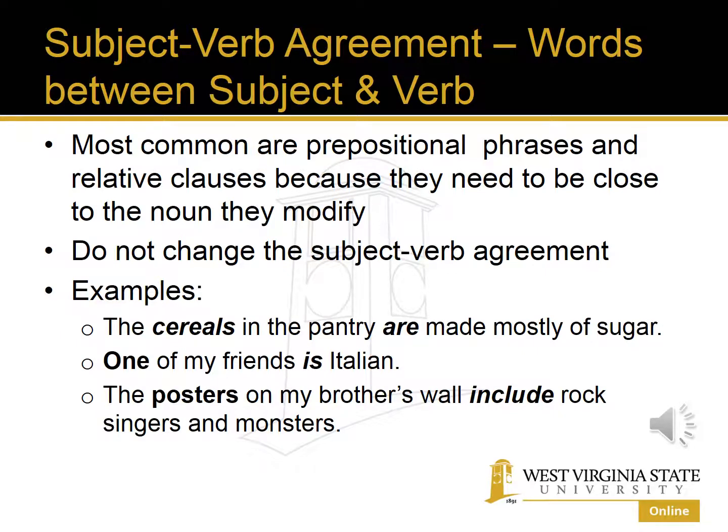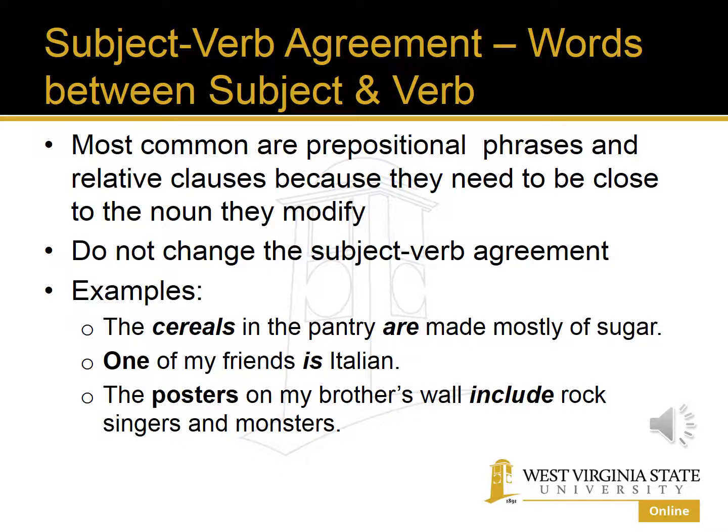The most common of these interrupters are prepositional phrases and relative clauses because they need to be close to the noun that they modify. So a few examples here. The cereals in the pantry are made mostly of sugar. Cereals is plural, so the verb has to be plural.